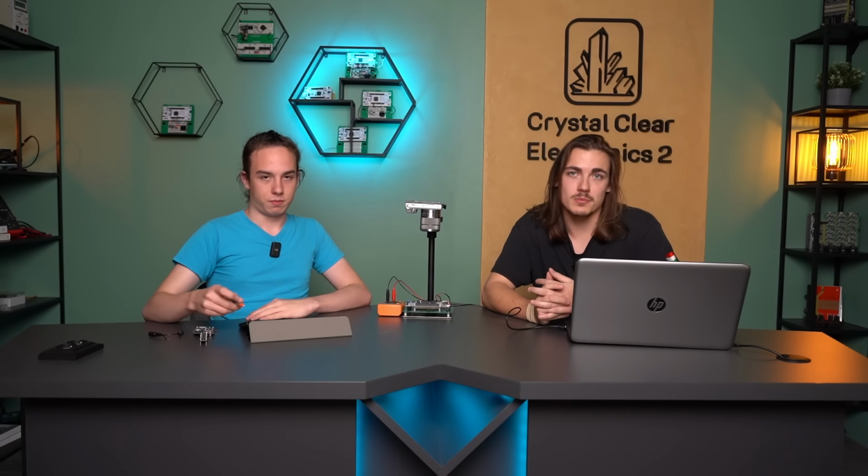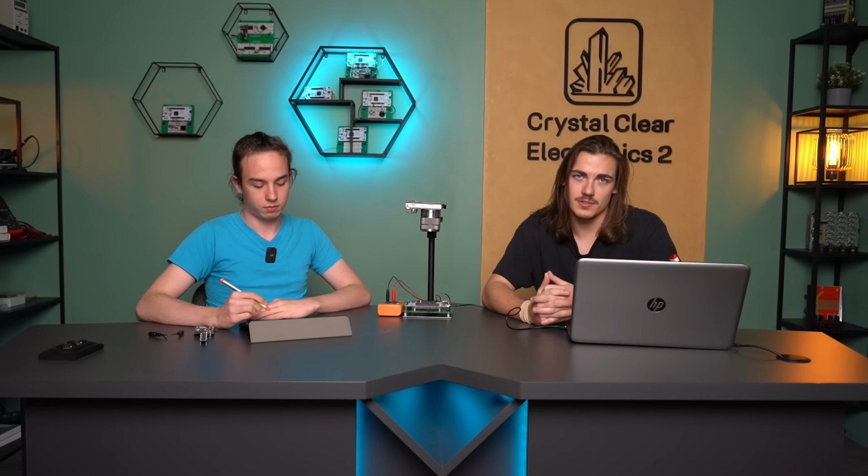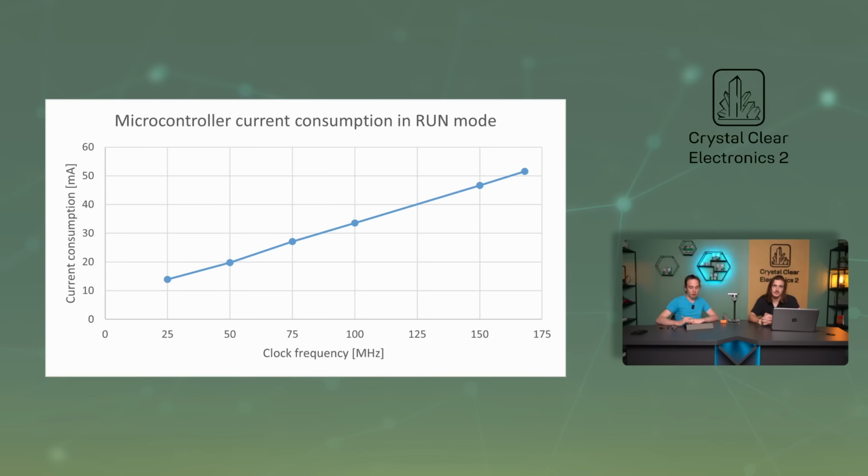Similarly, you can measure the power consumption in other modes. We have already done this, and the results for the run modes are drawn on the graph. Let's take a closer look. From our measurement, it's clear that the choice of the clock speed does make a difference. As we increase the clock speed, the current consumption is increased.